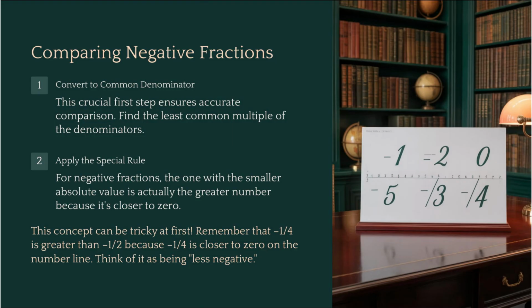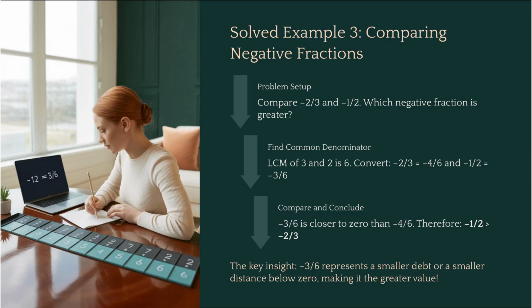In example 3, we compare -2/3 and -1/2. The least common multiple is 6, so -2/3 becomes -4/6, and -1/2 becomes -3/6. Since -3/6 is closer to 0, -1/2 is greater than -2/3.